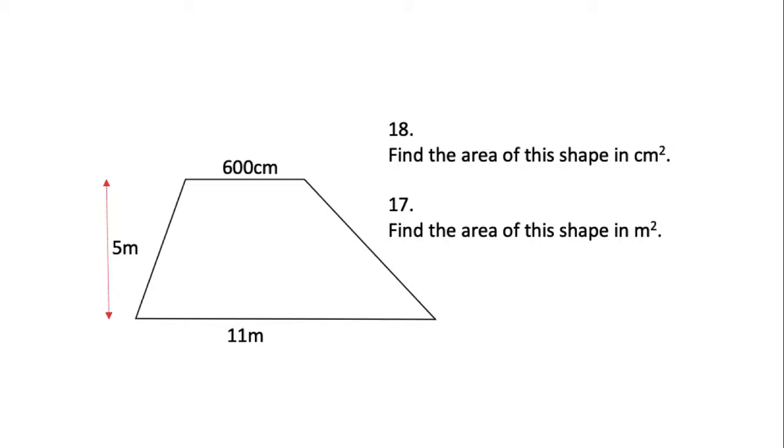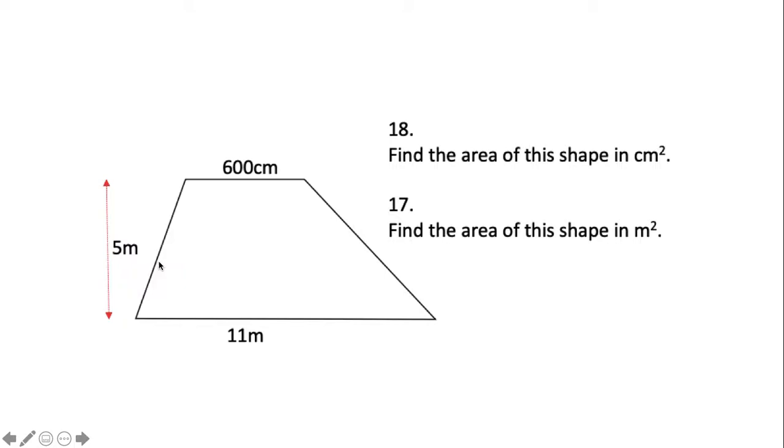Okay, next bit. Find the area of this shape in centimeters and in meters squared. So I'm not actually asking you for the perimeter in this question. I'm just asking you for the area in 2 different units of measurement. So the problem with this is that some of the information is in centimeters and some of it's in meters.